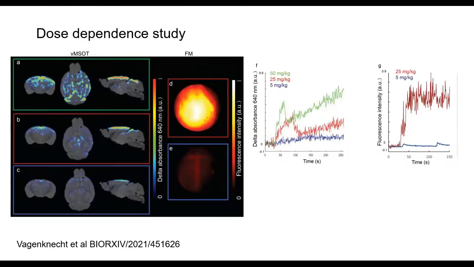In this study, we performed a dose-dependent escalation design, and we found that although fluorescence imaging requires a much lower concentration of the probe injection, at 25 milligram per kilogram weight of the mouse, photoacoustic imaging gives a sufficient detection signal and enables us to separate it clearly from the hemoglobin or the endogenous signal.